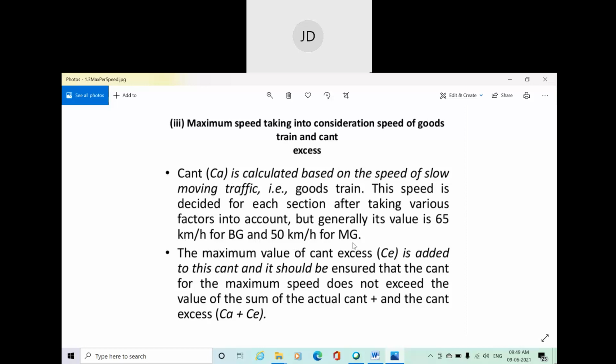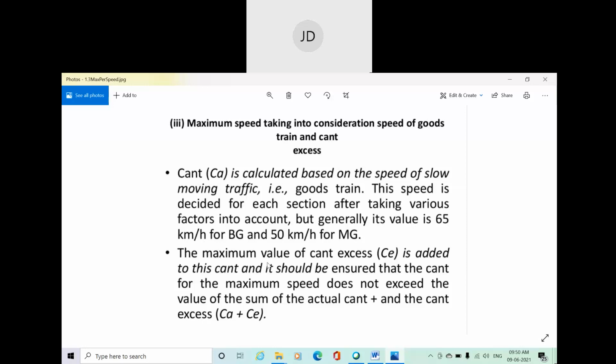Okay, that means the speed of the slow moving traffic, which is considered as the goods train, is basically 65 km per hour and 50 km per hour. This is a standard one, fine. And based on that, first find out the cant, that is the super elevation, the actual super elevation, fine.